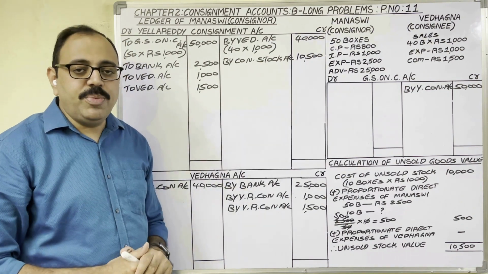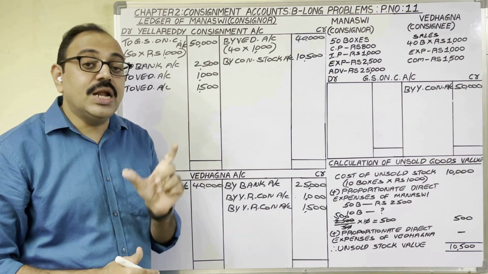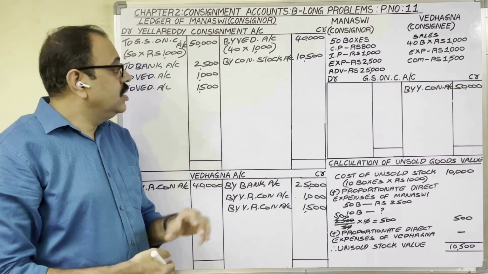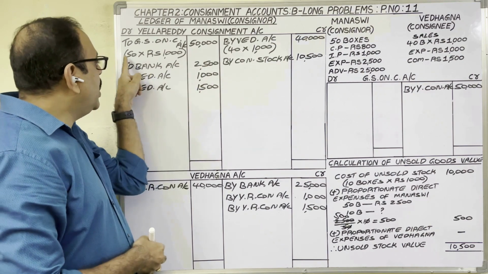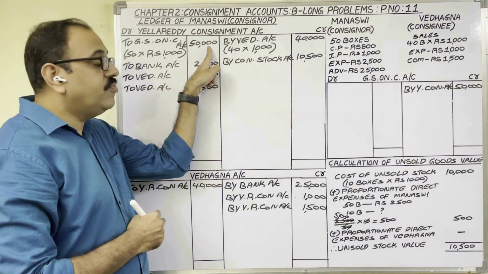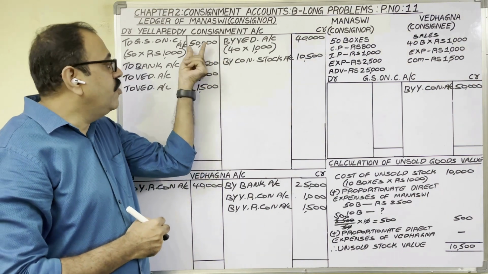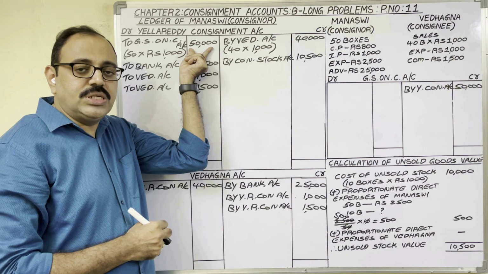Now come to an important point, that is adjustments towards invoice price related loading amounts. Here we should write 50 boxes into 800 rupees, 40,000, no? Instead of writing 40,000, we are writing 50,000 rupees.